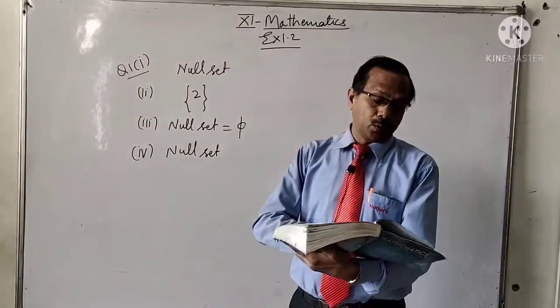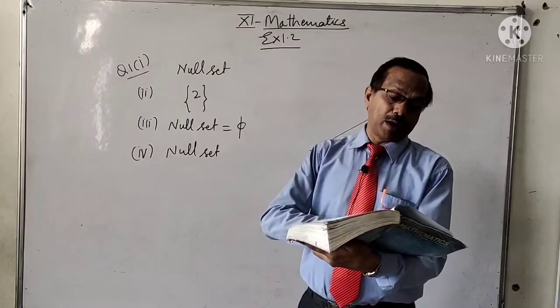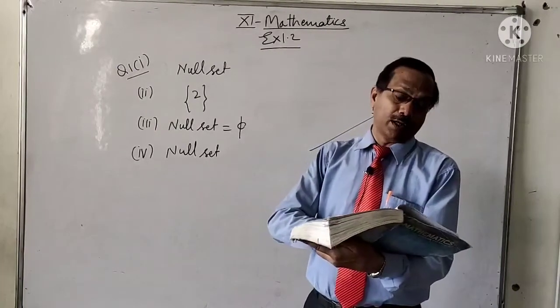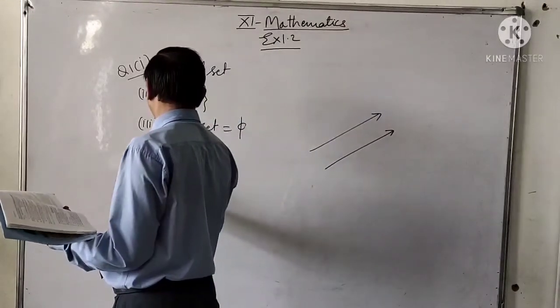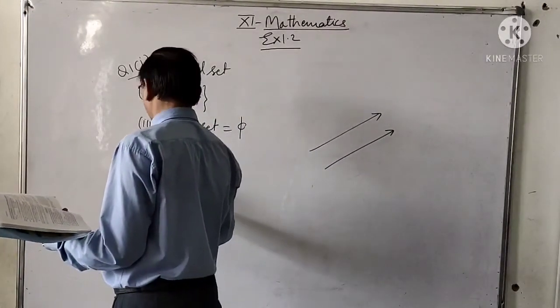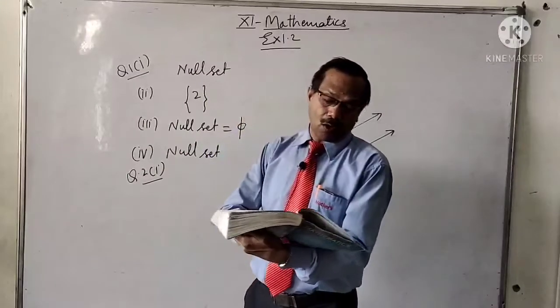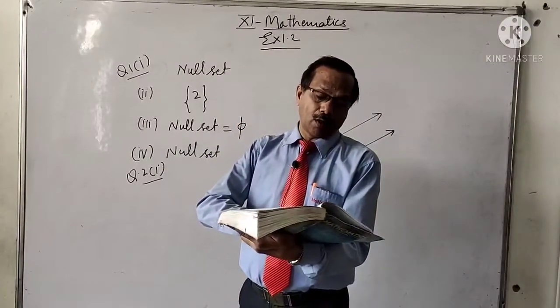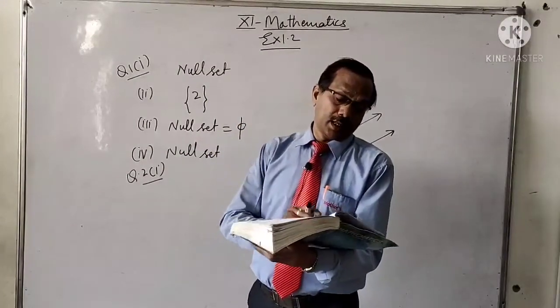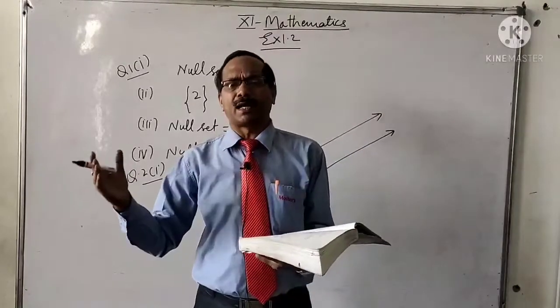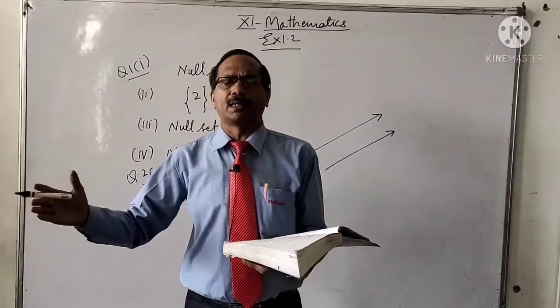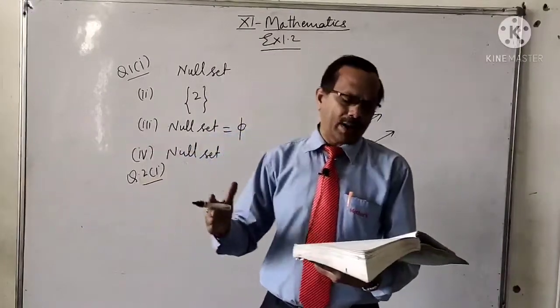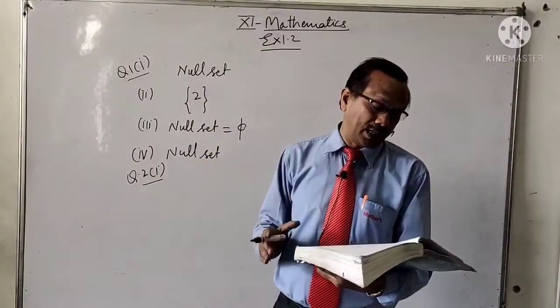Then question number 2, which of the following sets are finite or infinite sets? First part, set of the months of a year. Set of months of a year is a finite set. As you know, in a year there are 12 months. They are well defined and countable, so it is a finite set.